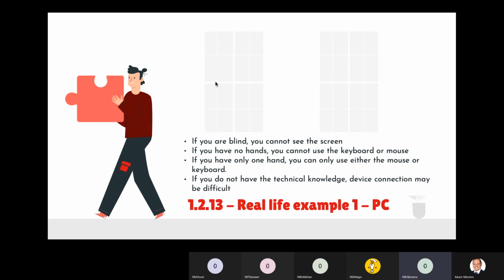So 1.2.13 just involves real life examples. Problems with a PC would be that if you're blind, you cannot see the screen, and if you have no hands, you cannot use a keyboard or mouse. If you have only one hand, you can only use either the mouse or the keyboard, and if you do not have technical knowledge, device connection may be difficult.